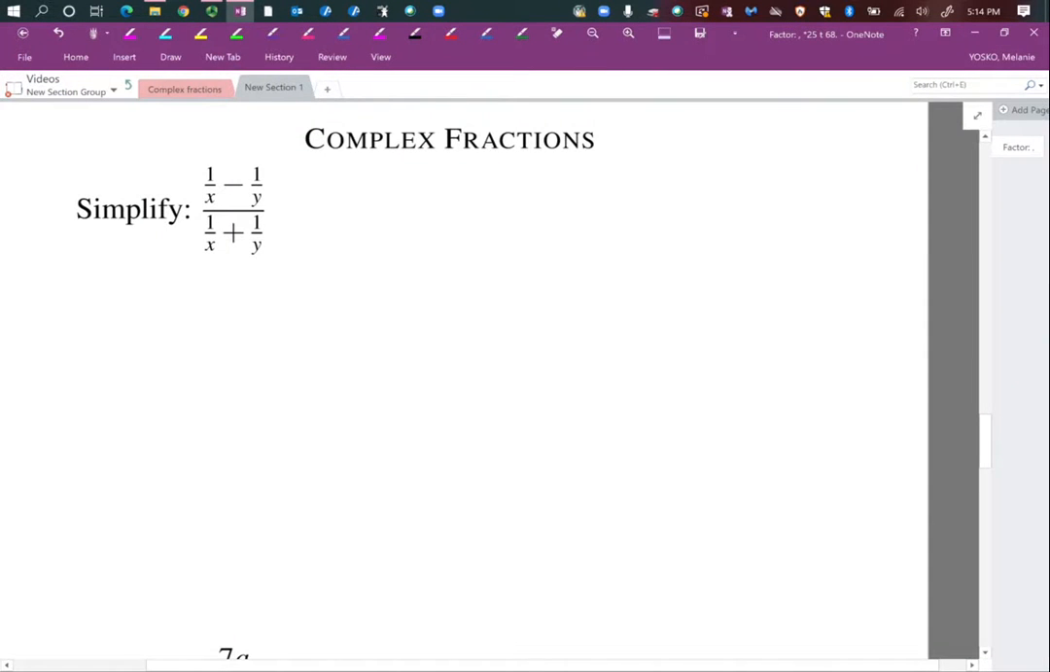Complex fractions. So let's simplify some expressions. In another video, I built a common denominator for these. Now we're going to do them a little bit differently. We are going to multiply through by the least common multiple of the denominators to clear fractions within fractions.